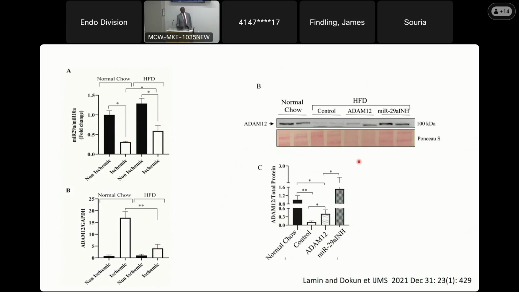And if we now ask the question, well, what happens if we inhibit the miR29? Can we improve ADAM12 expression? And the answer is yes. This is an experiment in which, this is the ischemic tissue in a control animal. This is the diabetic animal that has impaired ADAM12 expression. If we put in more ADAM12 using a cDNA approach, you get some increase in ADAM12 expression. If we inhibit miR29, you actually get a very robust increase in ADAM12 expression, as you can see in the Westerns.